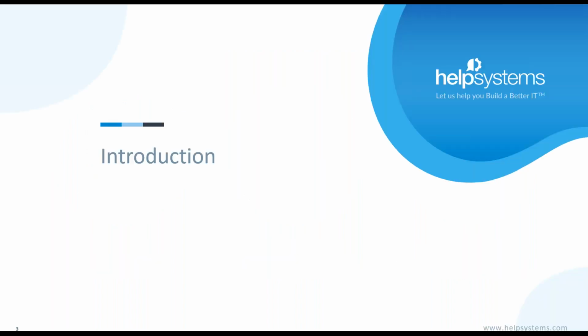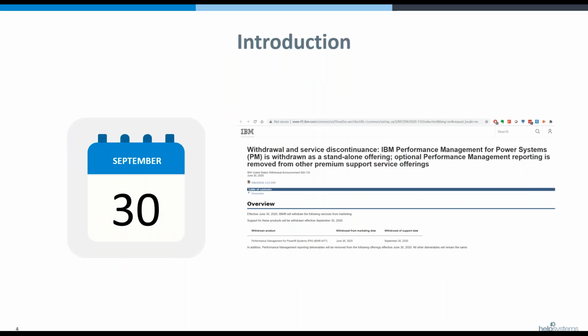So, what are we going to talk to you about today? Well, Performance Management for Power Systems has been discontinued. This was effective September 30th this year. Customers received a notification, or so we're told, in June of this year, but it still appears to have come as a shock to many, leaving them very little time to find a viable alternative.